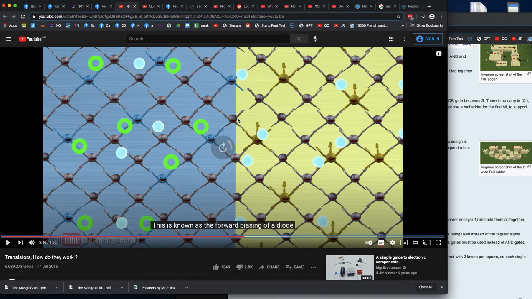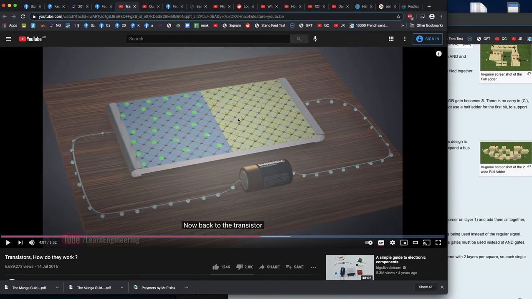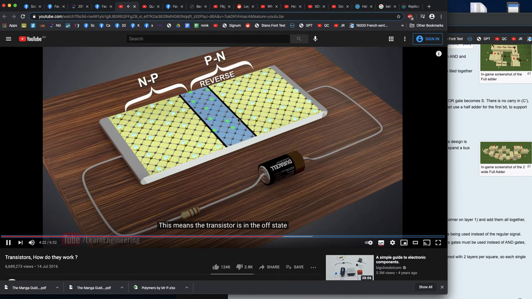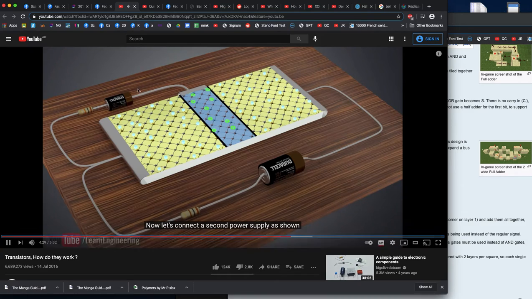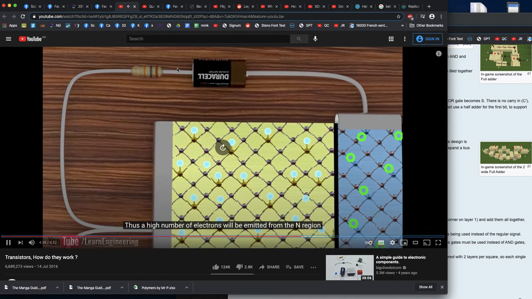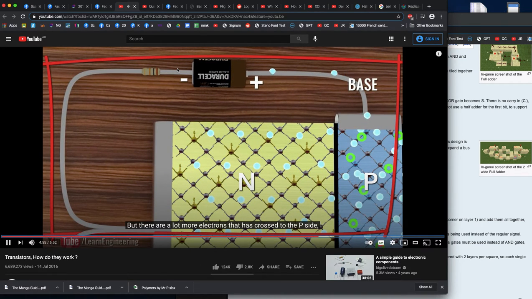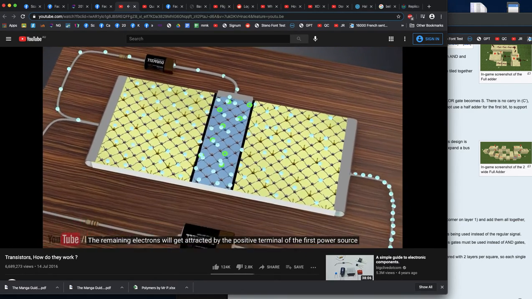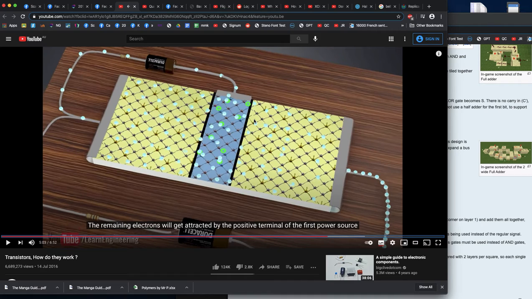So the point is that diodes are a sandwich of 2 semiconductors. A transistor is a sandwich of 3 semiconductors. And a transistor will only work when the electricity is applied. The power supply should have enough voltage to overcome the potential barrier. So, if you don't apply electricity here, electrons will get attracted by the positive terminal of the first. Electricity won't flow. It will work as a gate. Yeah, and so transistors are tiny microscopic switches that we can control.